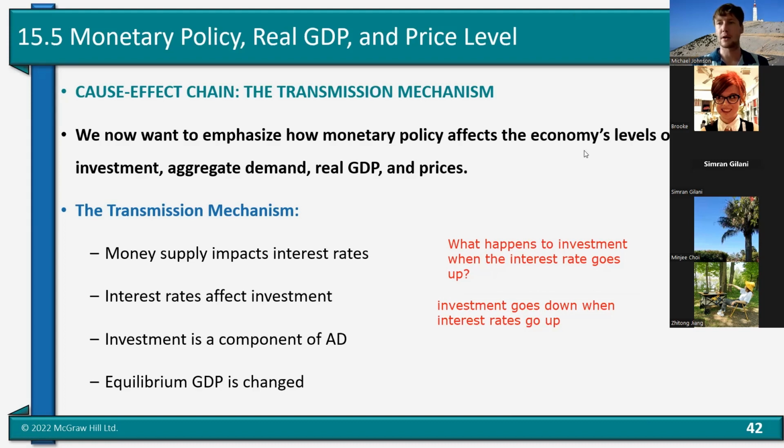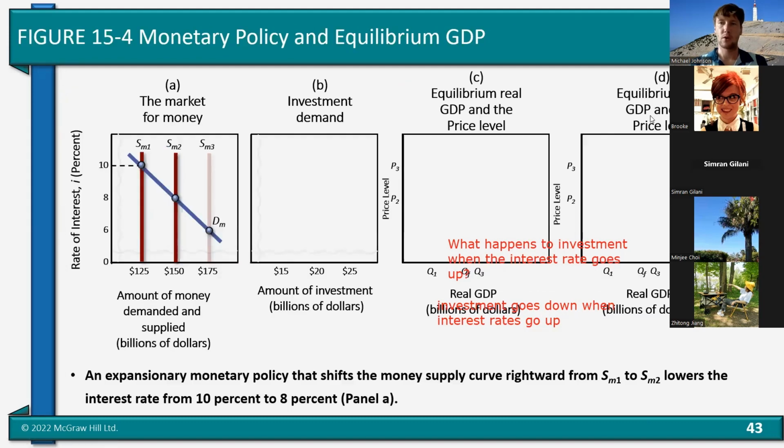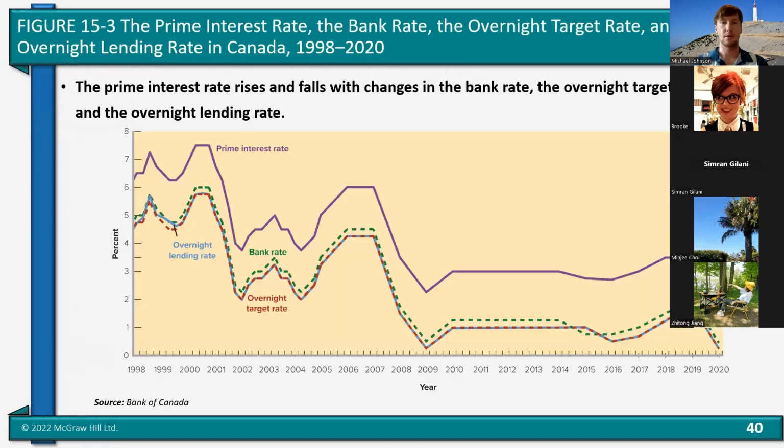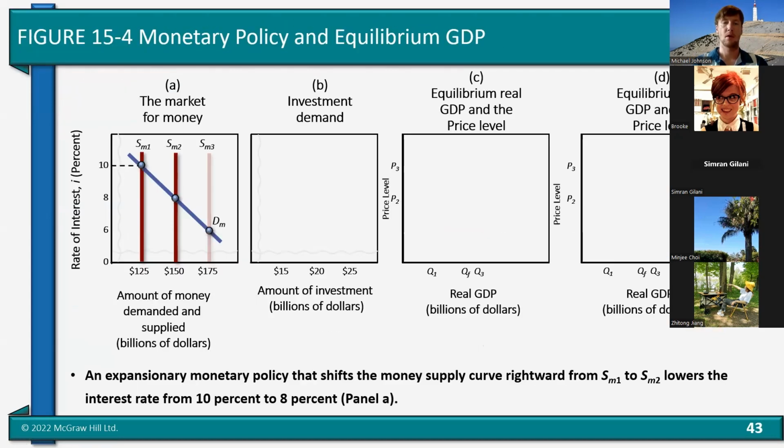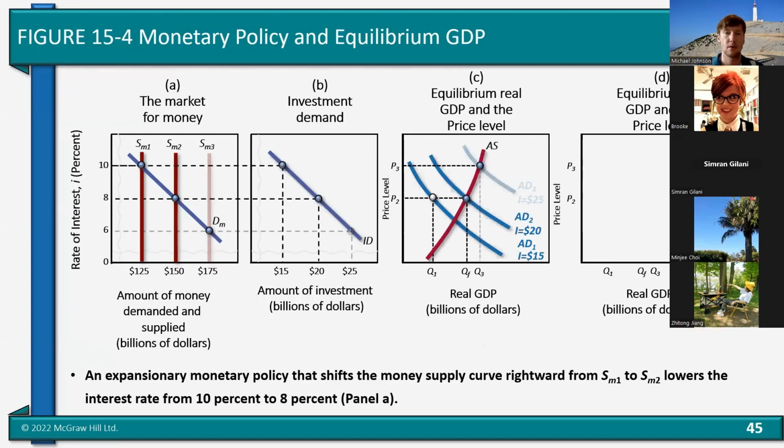So I'll put this in the chat here. So you have it in the chat now. Let's pause this for a second. With this curve here, I'll show you what happens.